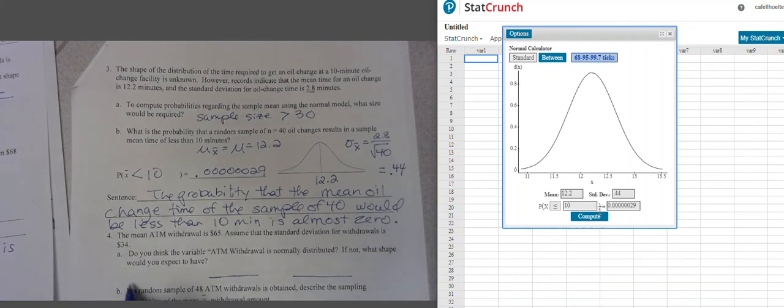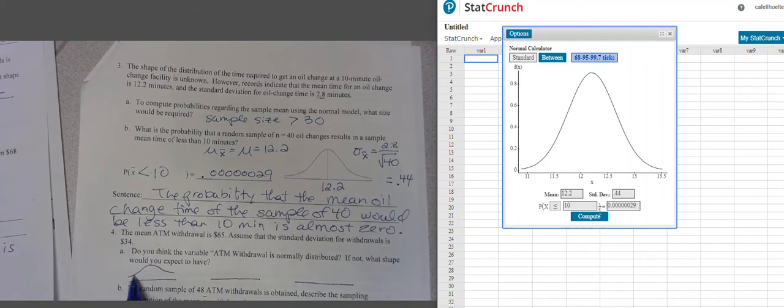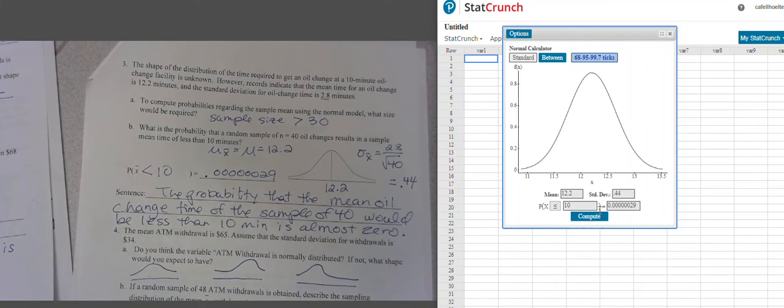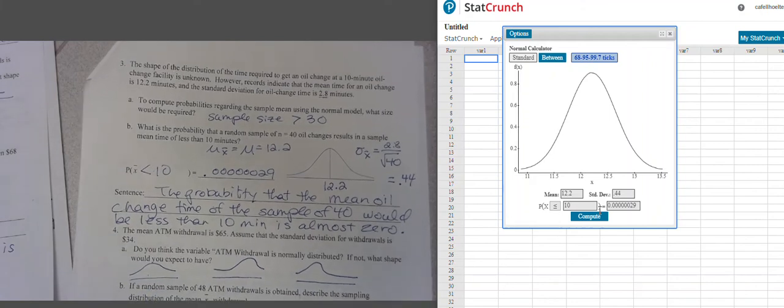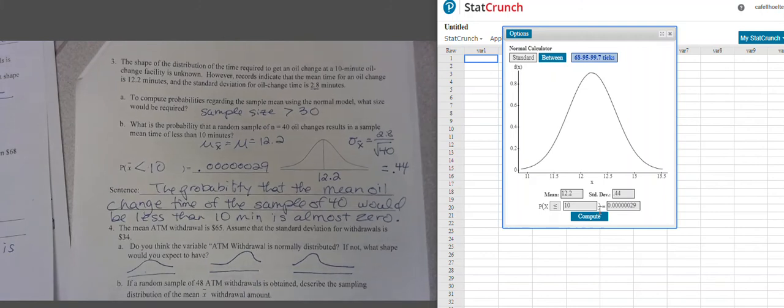Do you think it would be normal, where there'd be an average and you'd have as many below as above average? Or do you think you'd have a few small amounts, but then most people making larger amounts? Or do you think maybe most people make small withdrawals and then there's a few that make large? So really this could depend on lots of different things, depending on the area that the ATM is located. So it's really hard to say. So we don't really know if this would be normally distributed or not.